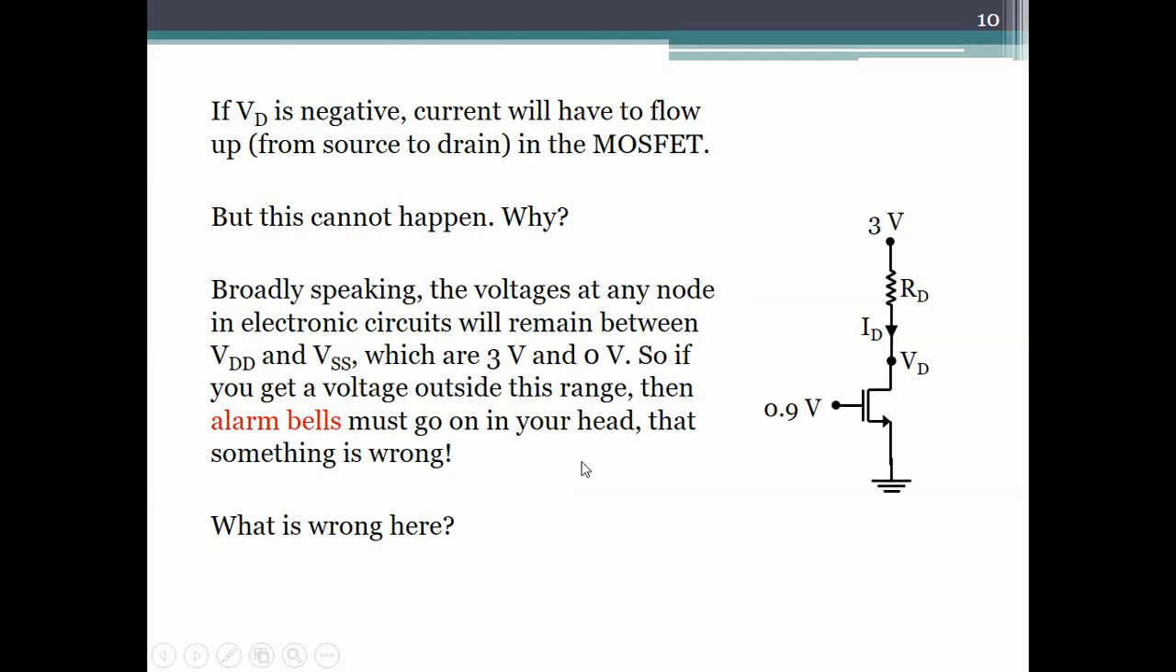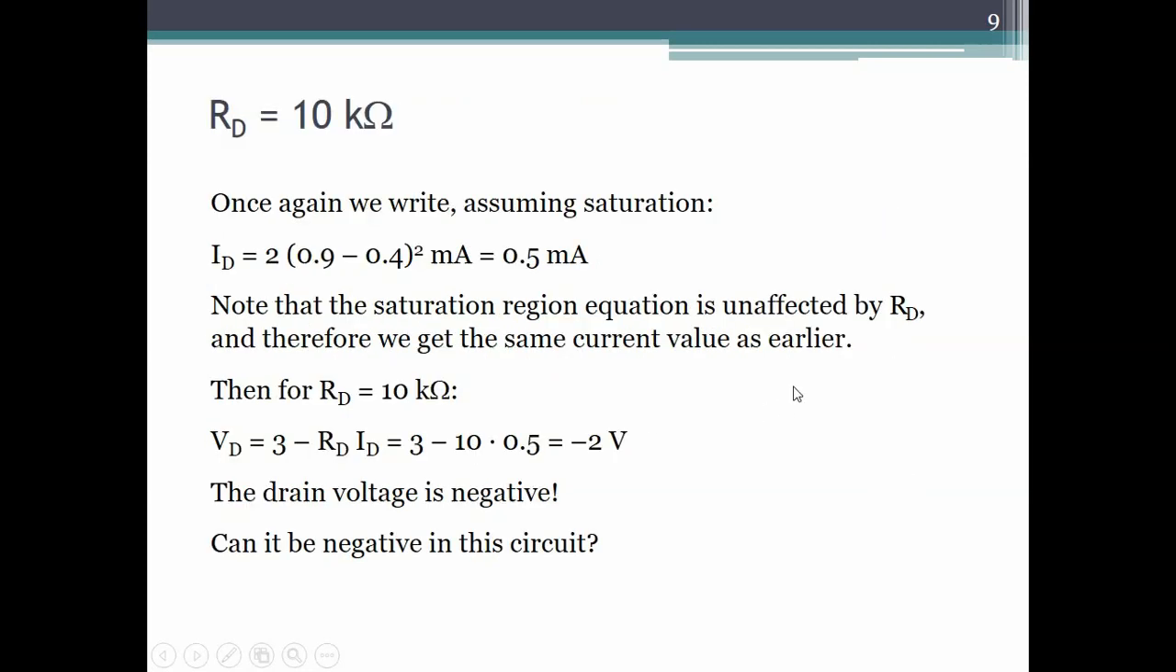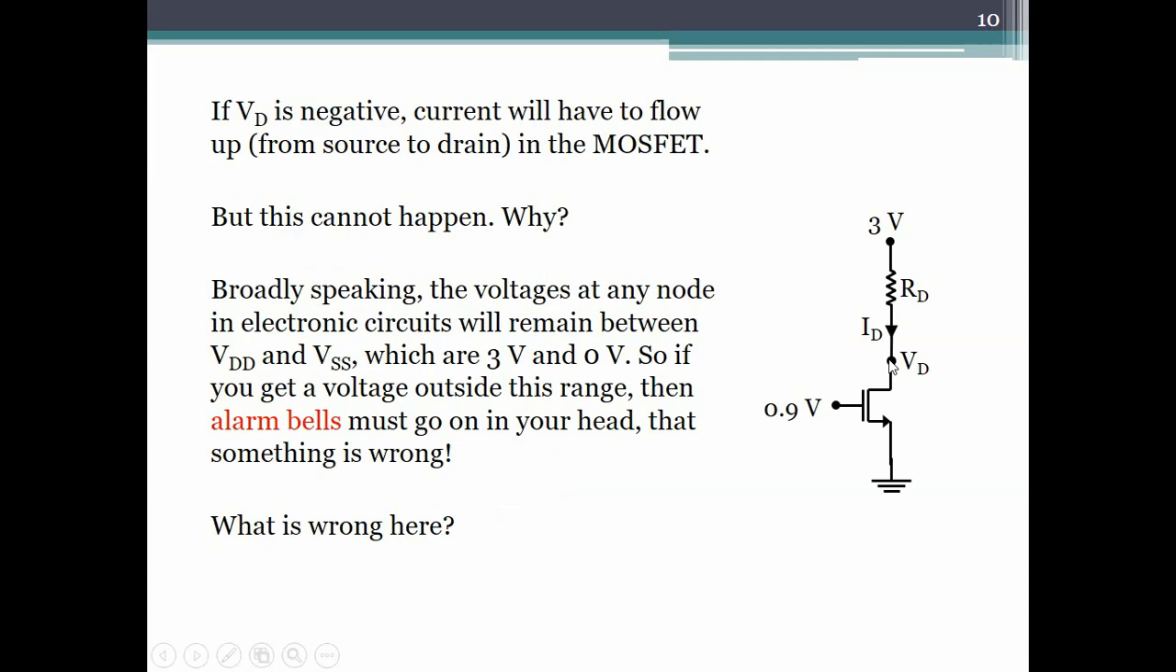Can the drain voltage be negative in this circuit? The answer is, well, actually there are two ways of looking at it. Let's think about it. This is kind of more conceptual thinking. If this voltage is minus 2 volts and this is 0, that means that the current has to flow from ground to the drain node in this MOSFET.